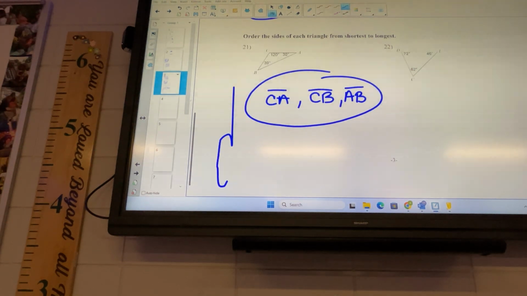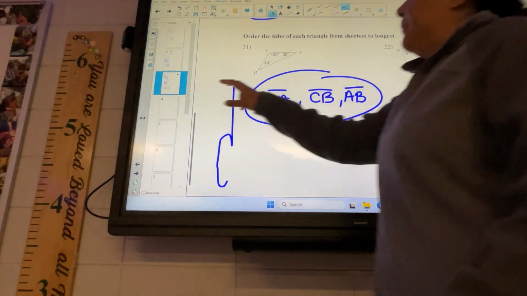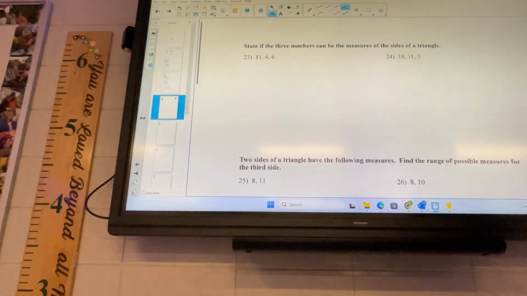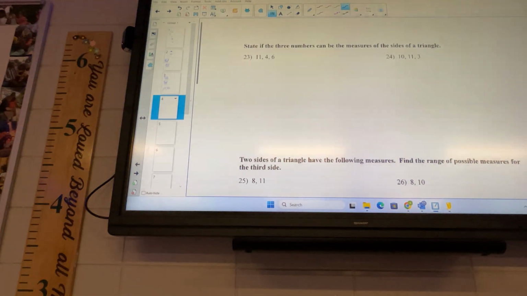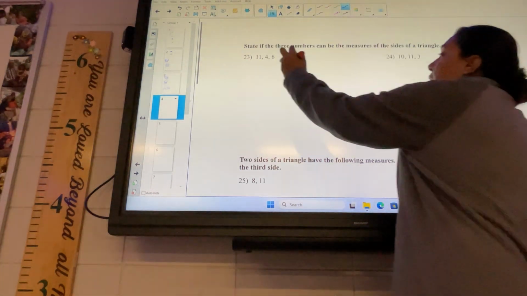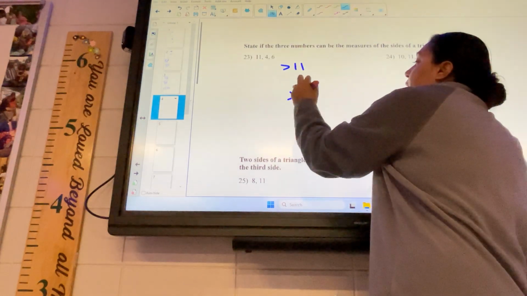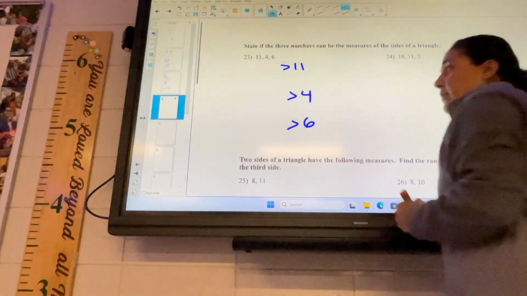We got 6 left. That's all we're doing today. Okay, 4, state if they can form sides of a triangle. So we're going to say greater than 11, greater than 4, greater than 6.